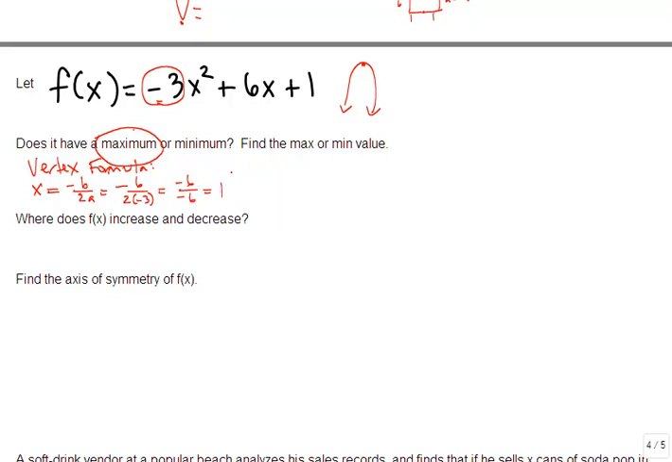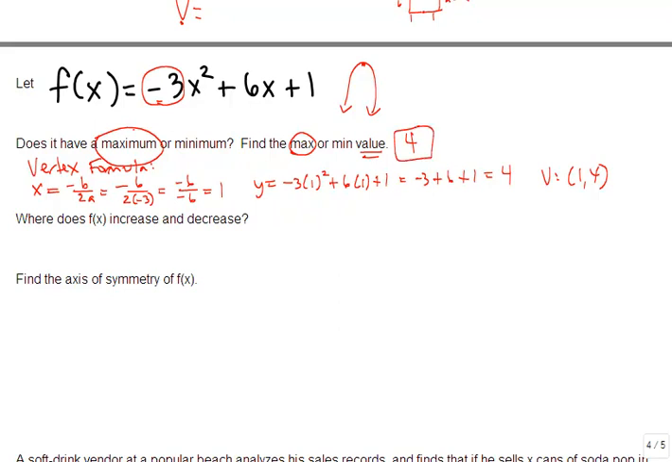That's the x value. So now to find the y value, we're going to plug in 1 for all these x's. So -3 times 1 squared plus 6 times 1 plus 1. So -3 plus 6 plus 1 is 3 plus 1 or 4. So the vertex is at 1, 4. Now make sure you're answering the question. It says find the max or min value, and we know that this has a max, so what is its maximum value? That's the y coordinate or y value. So the answer to this would just be that 4.